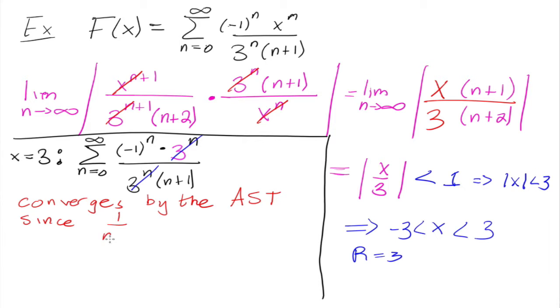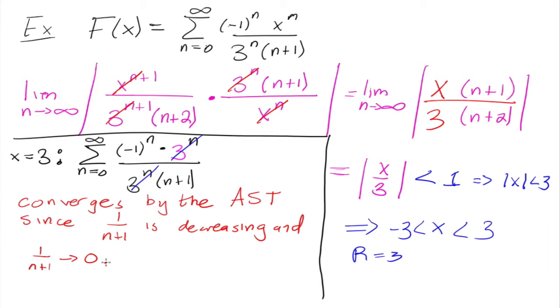since 1 over n plus 1 is what? What are the conditions? It has to be both two things: decreasing, and the limit has to go to 0. And 1 over n plus 1 converges to 0, right? And so both of those are obvious.